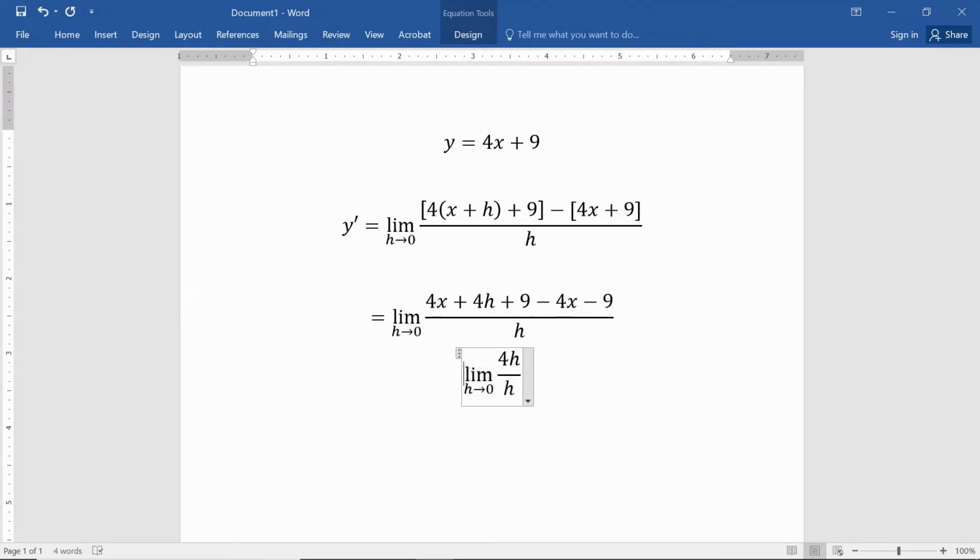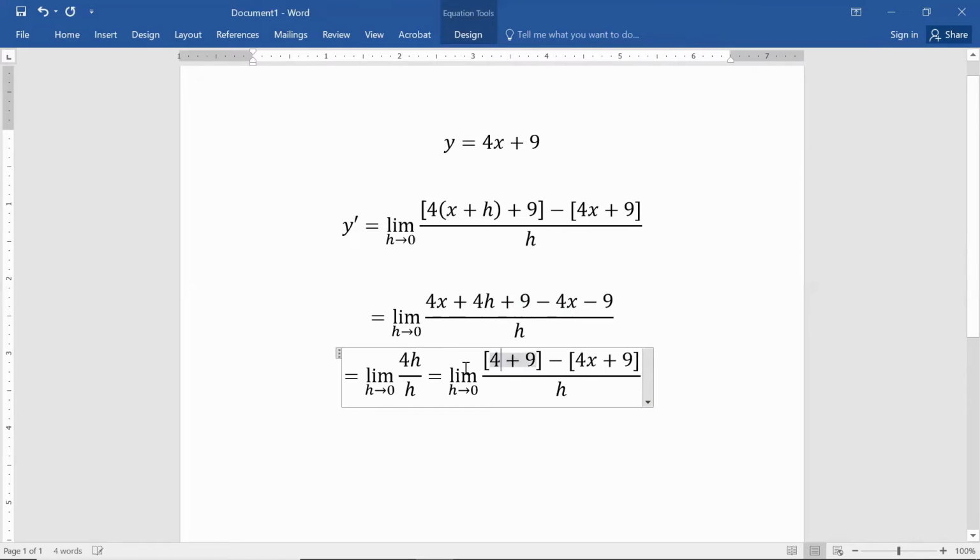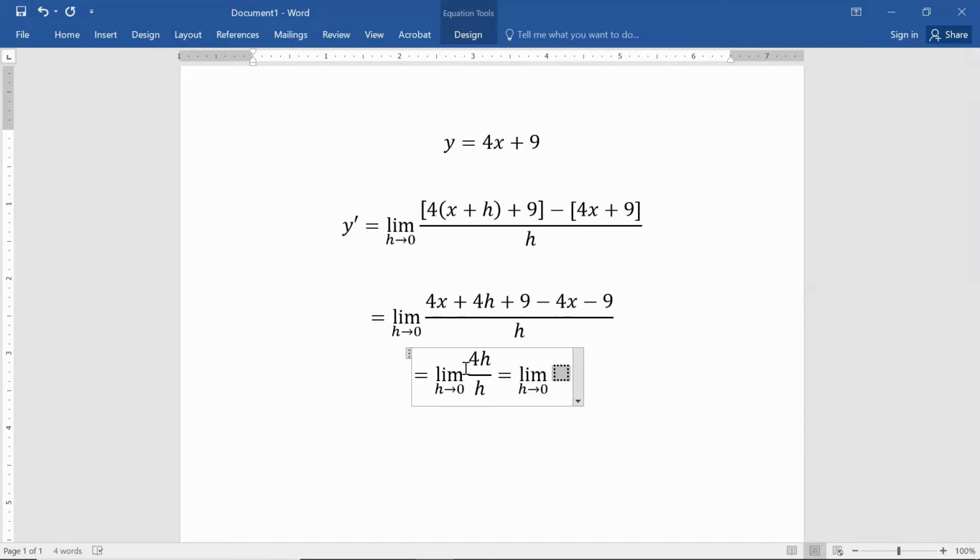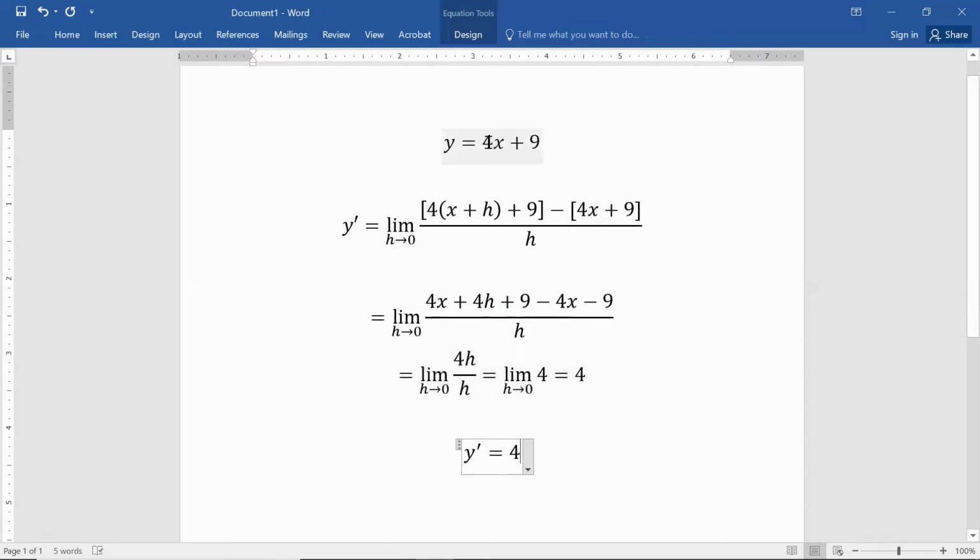So limit as h goes to 0. Obviously, we get an indeterminate form if we plug in h of 0. But I know that with limits, we can simplify 4h divided by h and get 4. And the limit of a constant number is just that constant number. So what we see there is that y prime, the derivative, is equal to a constant of 4. Now that should make sense with our understanding of lines. This line had slope of 4. It was of the form y equals mx plus b. And that means the rate of change is always 4. Since the slope is always 4, the rate of change is always 4. So the derivative had to be a constant, had to be 4.